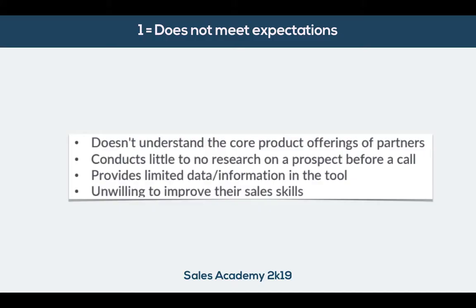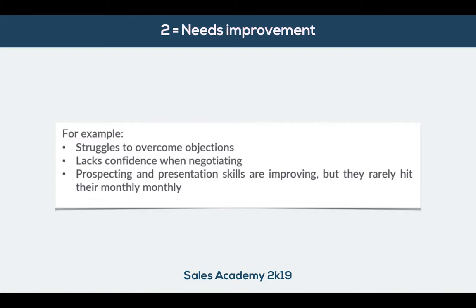And lastly, let's talk about the sales manager's guide to performance reviews. So this series says that there are 4 types of members, and the first of them is the one who does not meet expectations. So this member does not understand the core product offerings of partners, conducts little to no research on prospects before a call, provides limited data information in the tool, and is unwilling to improve their skills.